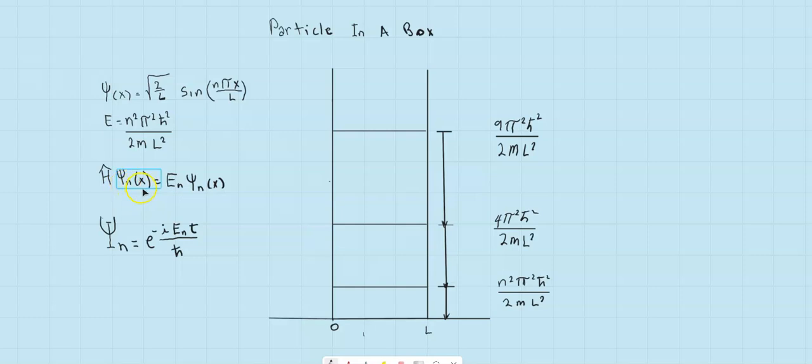Psi n of x equals E n psi n of x. And in the time dependent, it should go capital Psi n equals e to the negative i E n t over h bar, because it depends on the principal quantum number. And those numbers can only be 1, 2, 3, 4, and so on.